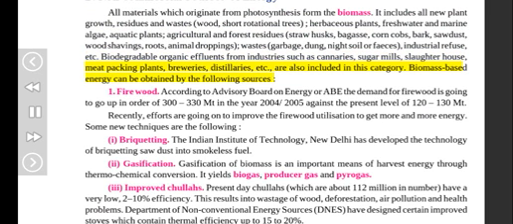Biomass-based energy can be obtained by the following sources. 1. Firewood. According to Advisory Board on Energy, the demand for firewood is going to go up in order of 300 to 330 mt in the year 2004-2005 against the present level of 120 to 130 mt. Recently, efforts are going on to improve the firewood utilization to get more and more energy. Some new techniques are the following. I. Briquetting. The Indian Institute of Technology, New Delhi has developed the technology of briquetting sawdust into smokeless fuel.